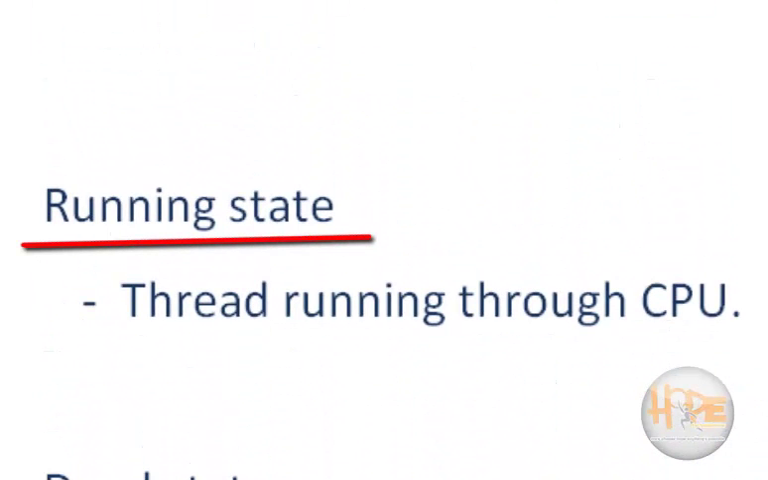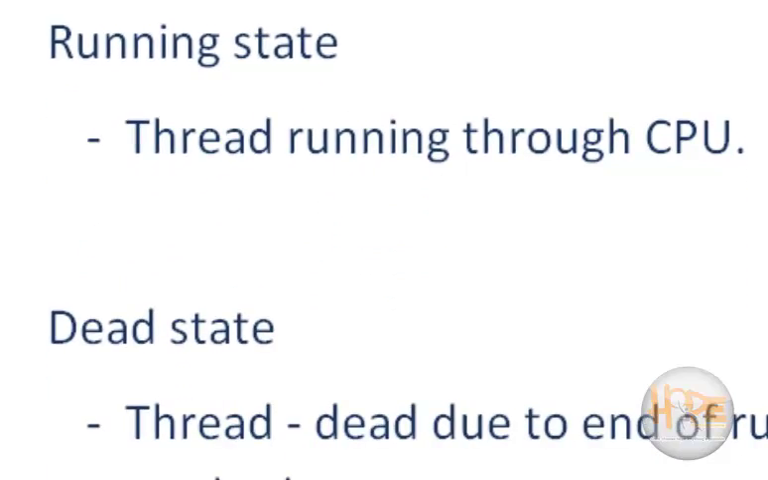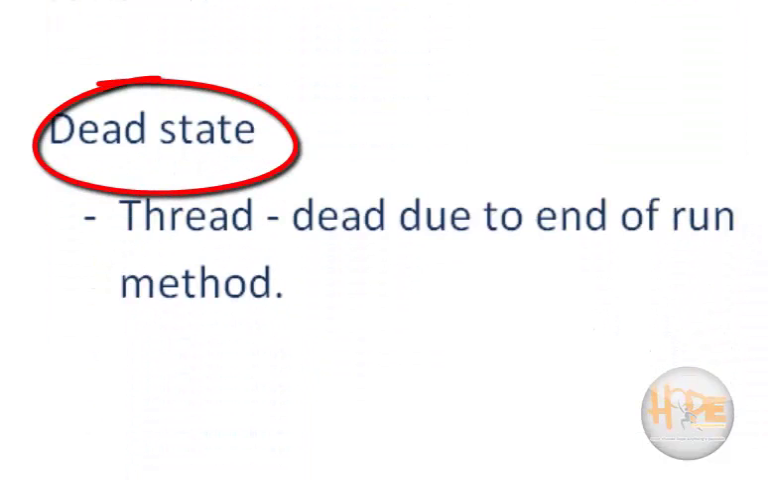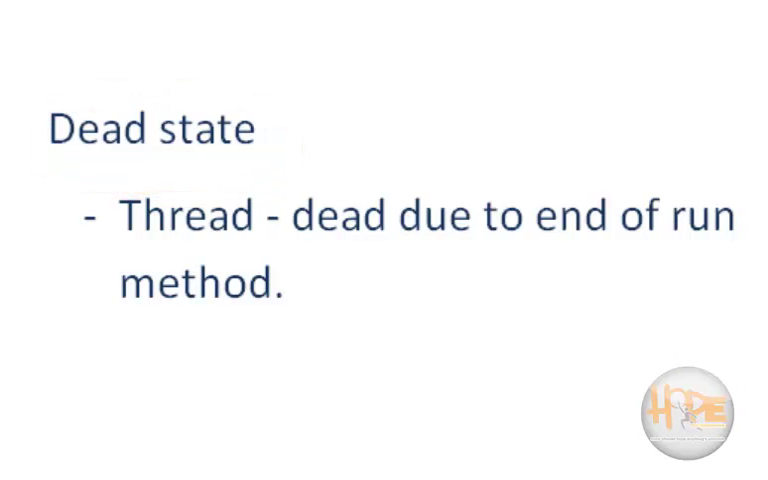Running state. The thread is running through the CPU. When the thread gets access to the CPU, at that time the thread is in running state. Dead state. When the running process of the thread is completed, that means the thread is in dead state.